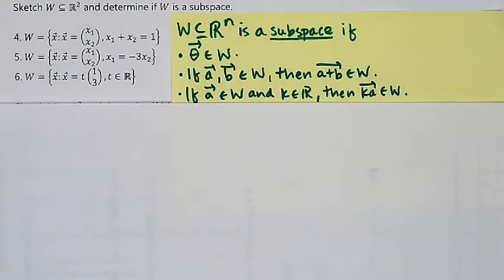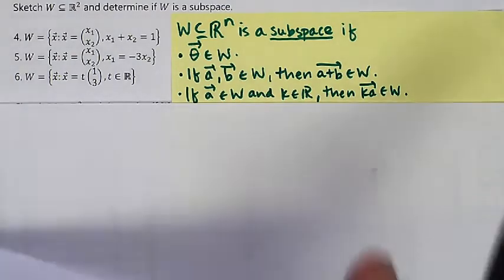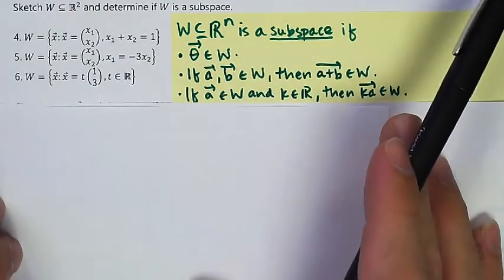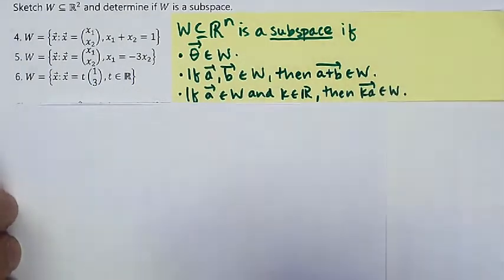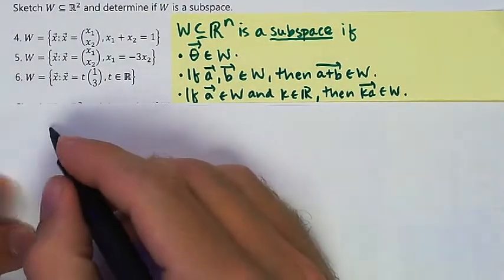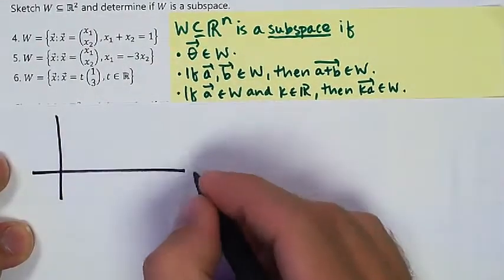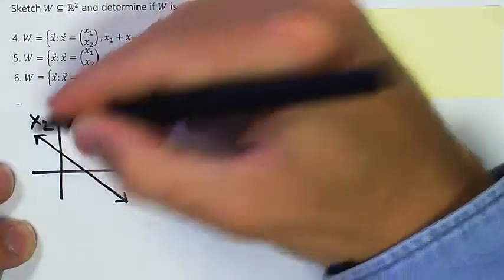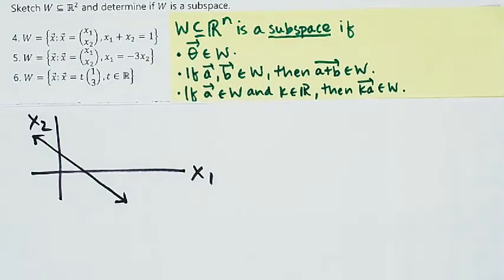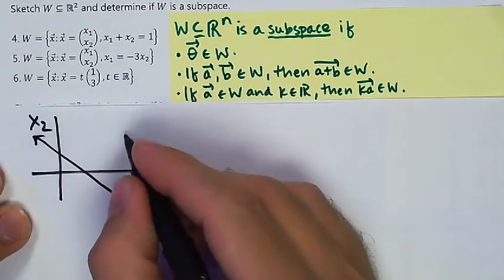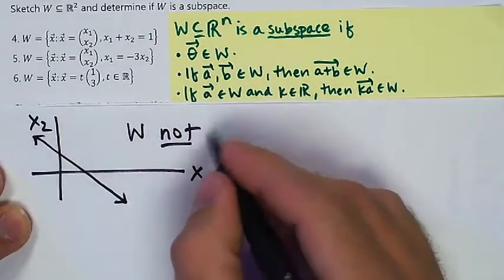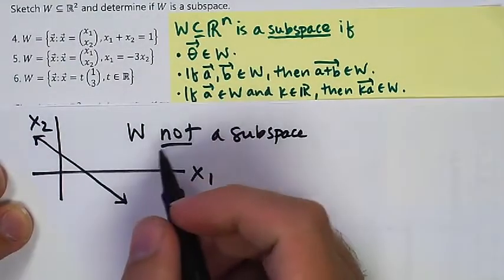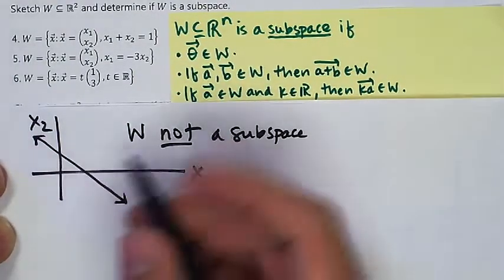Okay, so let's do number 4. It's the set of all x1 and x2 such that x1 plus x2 equals 1. In the y equals f of x world, that's y equals 1 minus x. So I'm going to draw a picture of R2, so this will be variable x1, and that's variable x2, and the subset is that line. I'm proposing that it is not a subspace. So this is W. Not a subspace, and the reason I would give is because 0 is not in W, it does not pass through the origin.